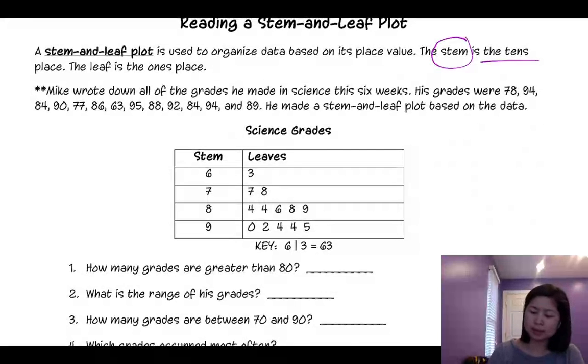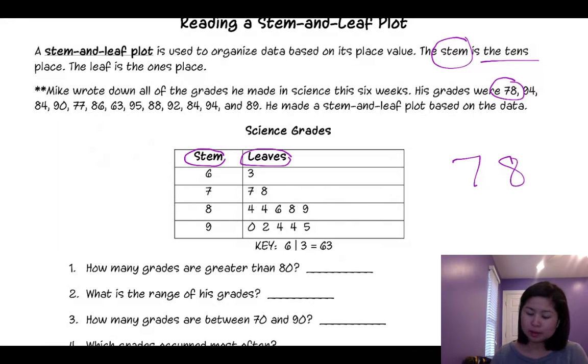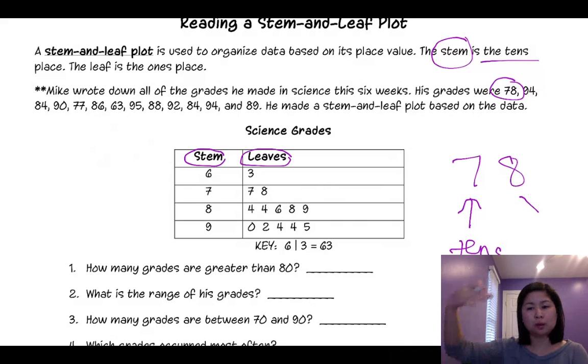So what does that mean? I'm going to use the first number, for example, 78. If you're going to split it up, to create a stem and leaf plot, you're going to split it into two columns. The first one is the stem, and the second column is the leaves. The tens place represents the stem, and the ones place represents the leaf.